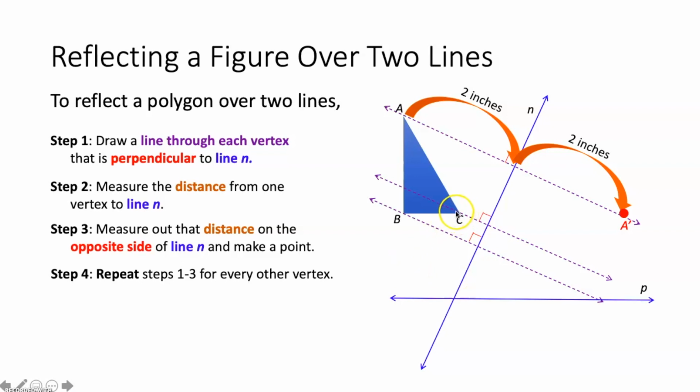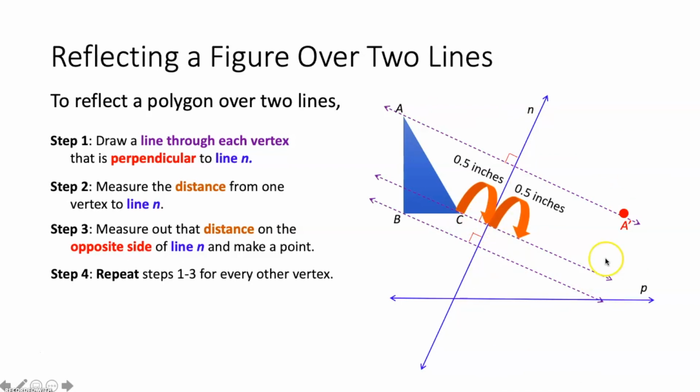So we'll go to C. How far is C from our line of reflection? We measure this distance with a ruler, and then we measure that distance on the opposite side. Point C, if it's ½ inch from line N, then we measure ½ inch on the other side, and we put C prime, the image of point C after it's been reflected in line N or over line N.